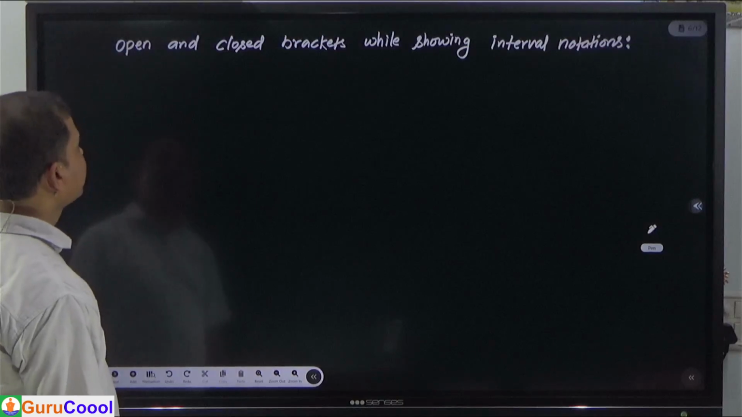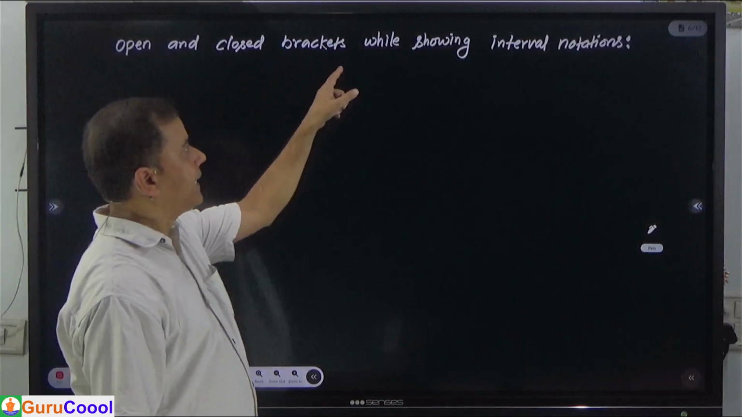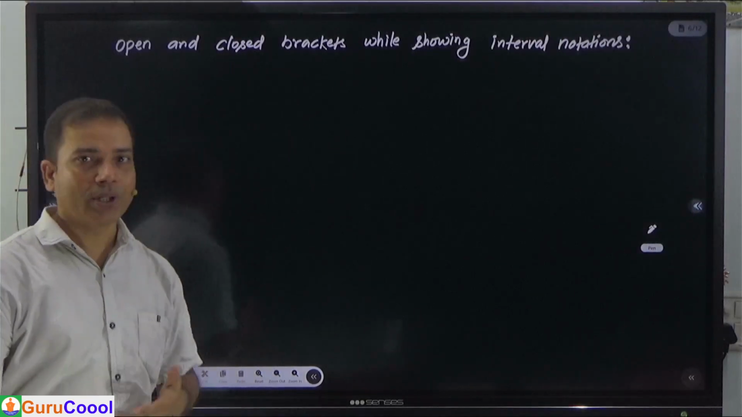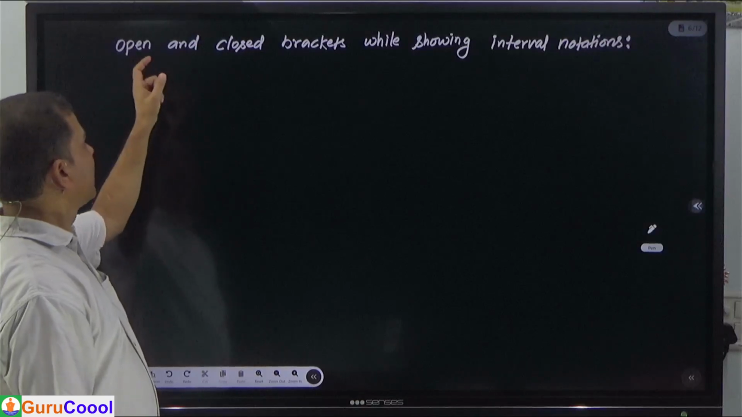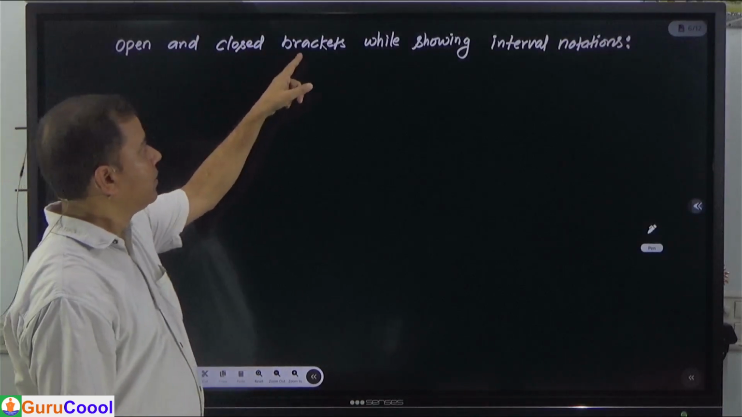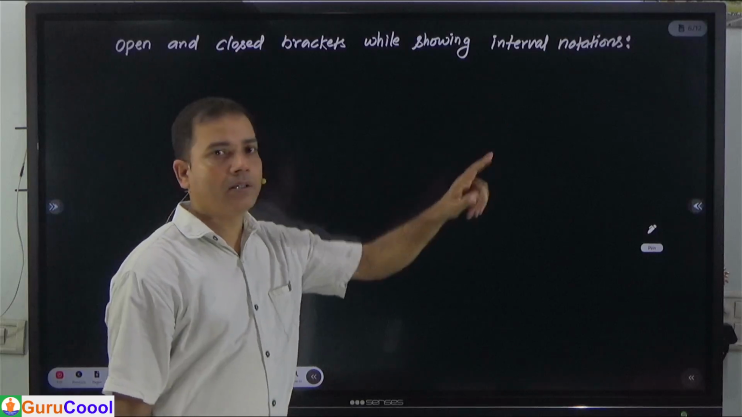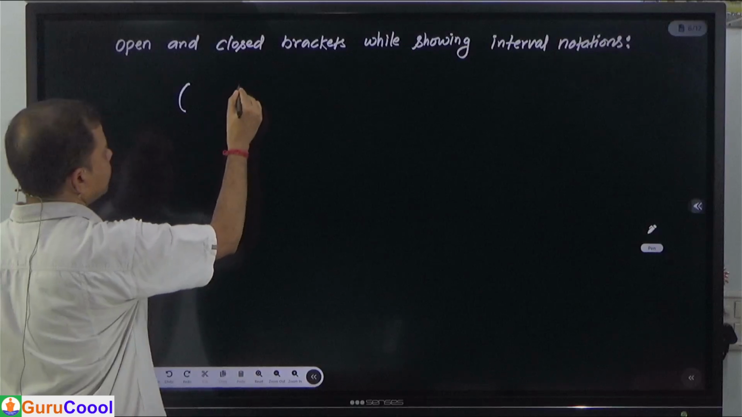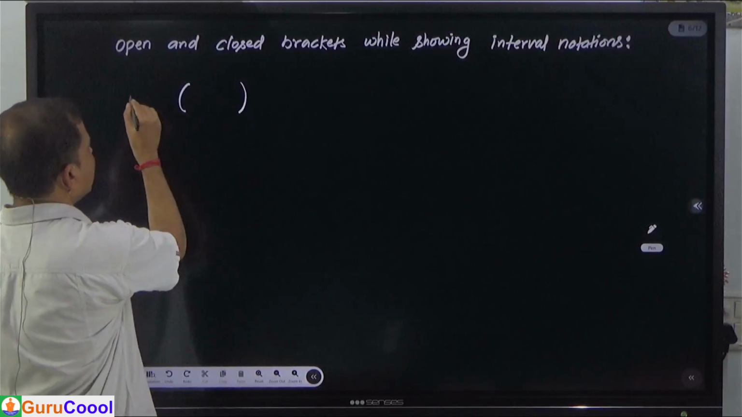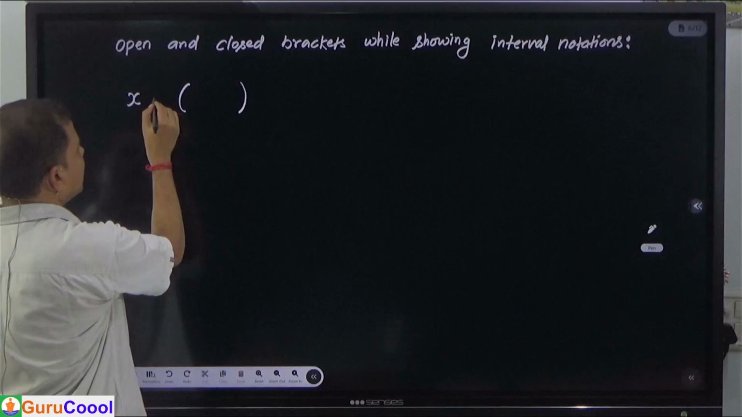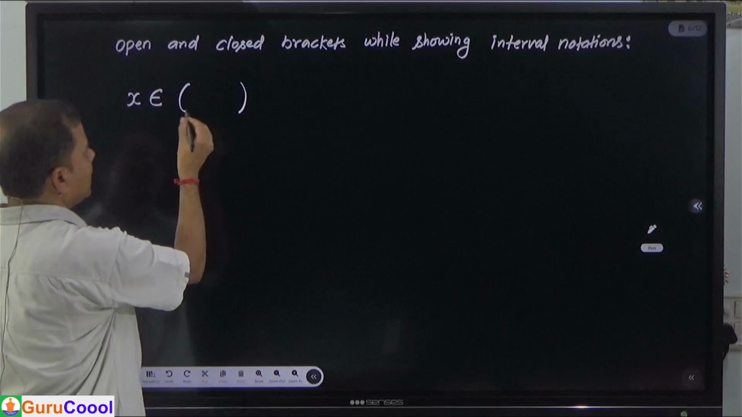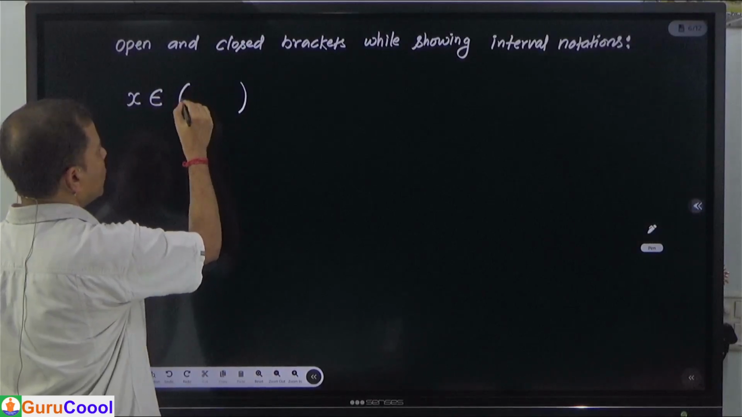Let's move on. Open and closed brackets. This time it's not circle, it's brackets. You also can call it parenthesis. Open and closed brackets while showing interval notation. If I write x belongs to, this is a sign for belongs to. X belongs to open interval.